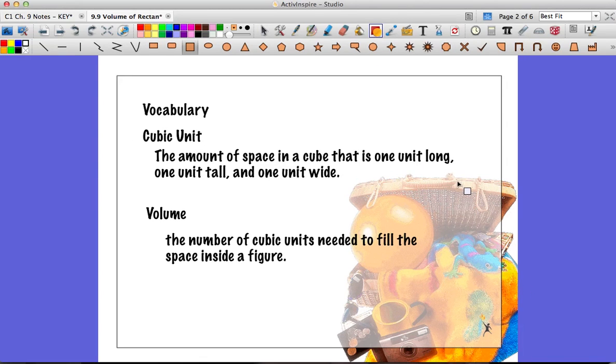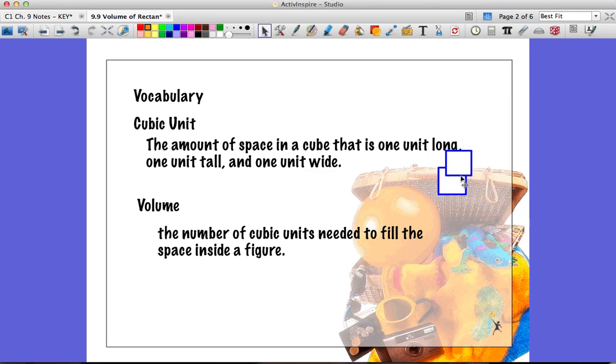Okay, so for your cubic unit, you can draw a cube. And to draw a cube, you draw 2 squares, and then you connect their corners. And it is 1 by 1 by 1.